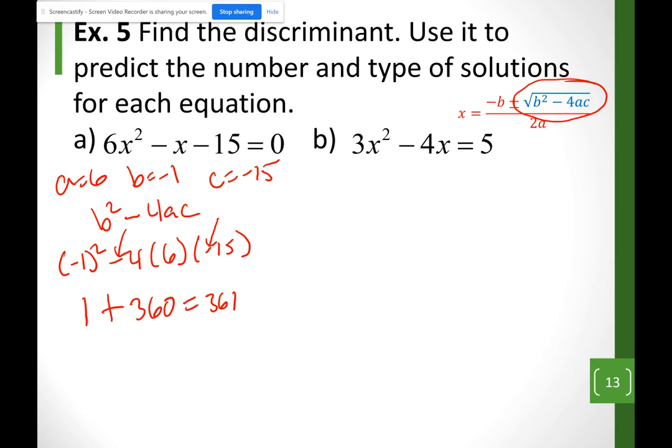Then I ask myself, the square root of 361, is that even a perfect square? I grab my calculator and the square root of 361 gives me 19. All right, so it is a perfect square. So because my discriminant was positive and I could get the square root of it, I don't need to get my solutions, right? Now here it says, use it to predict the number and type of solutions. I get a perfect square. So I'm just going to get two rational solutions.